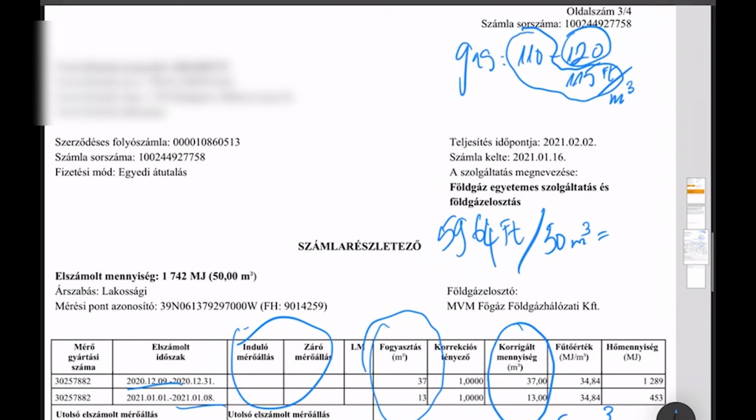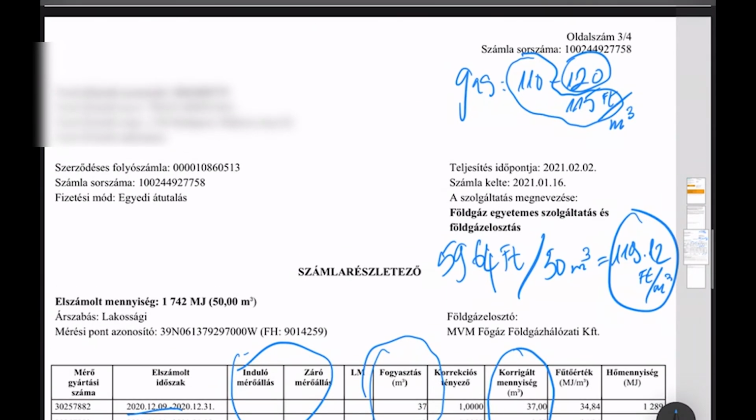Now, I would expect it should fall in the range of between 115 to 120 because I'm not really using a lot of gas. So if I divide this, that would be 119.12 forint per cubic meter. So there you have it. It falls in the range, and you can use this as a unit price.